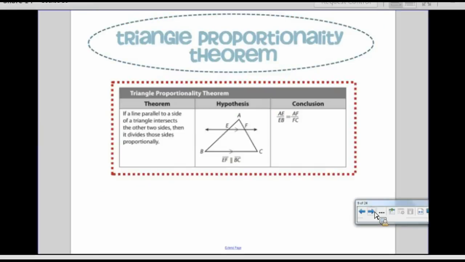So if you can read that, that would be your theorem. This is what you would write down in your notes. If a line parallel to a side intersects the other two sides, then it divides them proportionally. If-then statement. It's conditional. You know a conditional always has an if and a then, a hypothesis and a conclusion. So the hypothesis is, if they're parallel, if the arrows, then they're proportional. If, then.